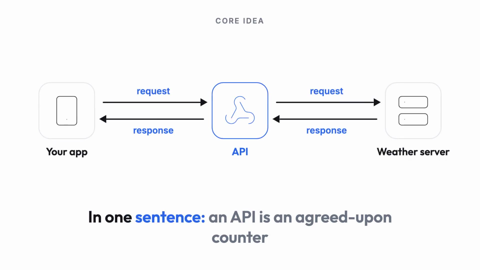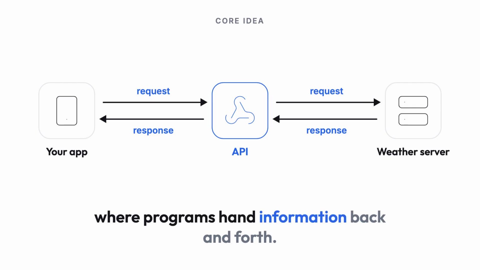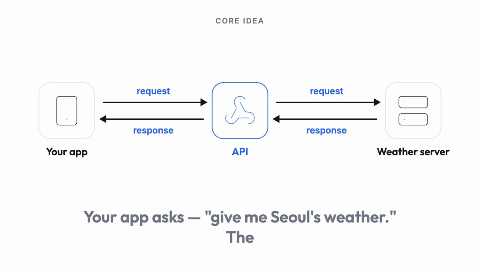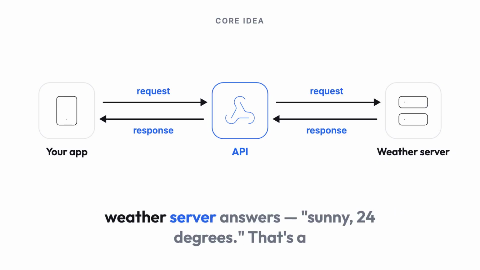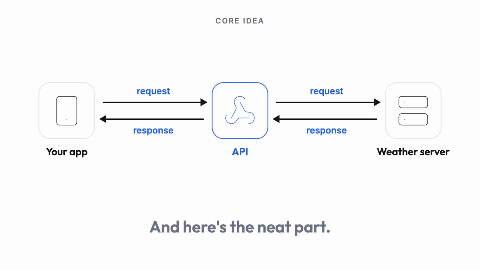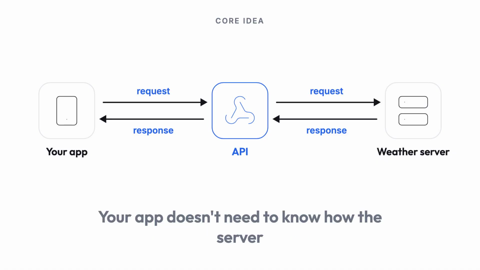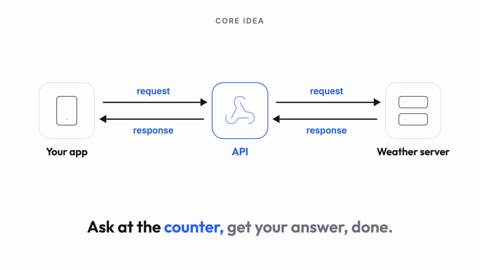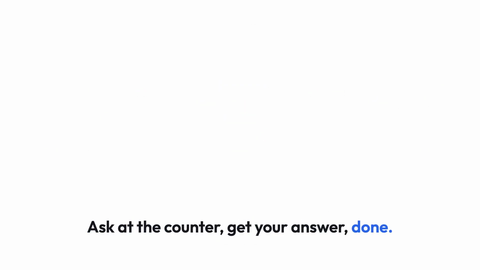In one sentence, an API is an agreed-upon counter where programs hand information back and forth. The flow is just 2 beats. Your app asks, "Give me Seoul's weather." The weather server answers, "Sunny, 24 degrees." That's a request and a response. And here's the neat part. Your app doesn't need to know how the server figured out the weather. Ask at the counter, get your answer, done.